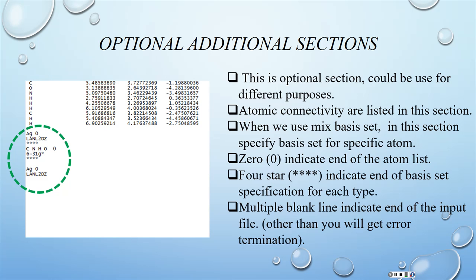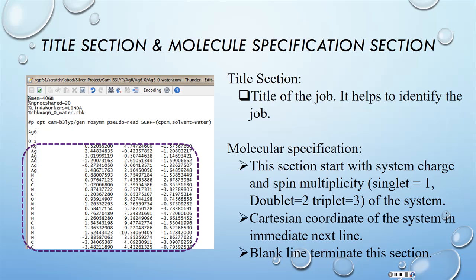In the next run, as I said, you don't need to put the Cartesian coordinates, because you want the unfinished geometry from the checkpoint file. In that case, you have to put another keyword in the route section, geom equal to check. That means Gaussian will extract the last geometry from the checkpoint file. Then it will run for the next calculation.